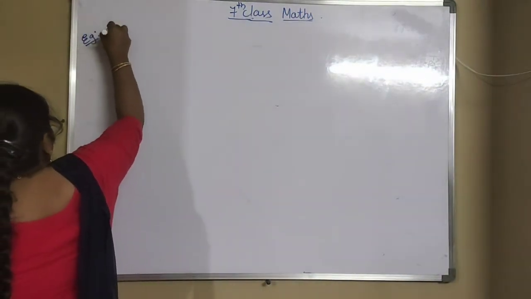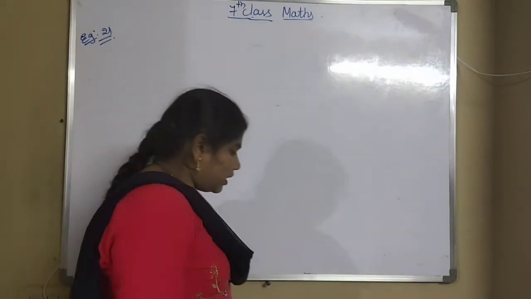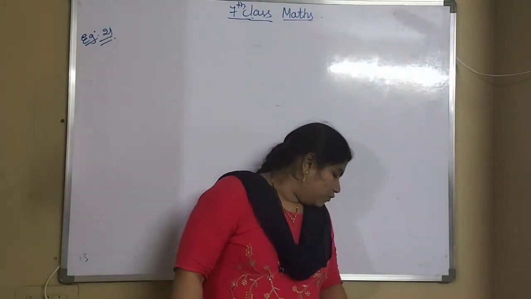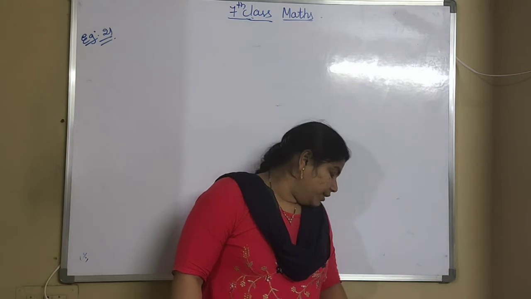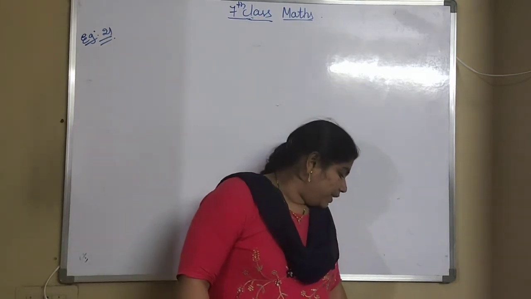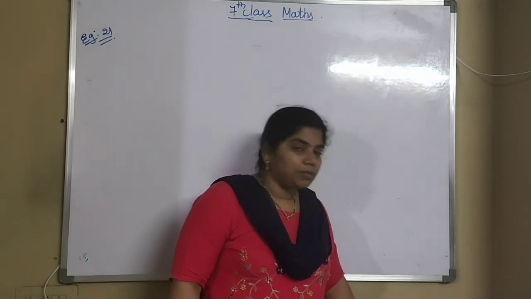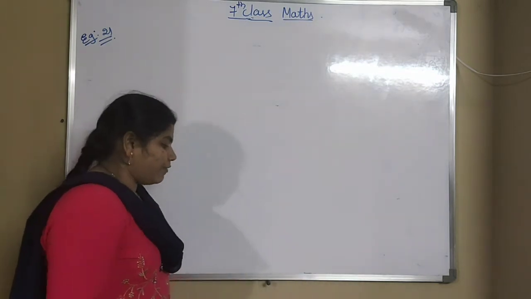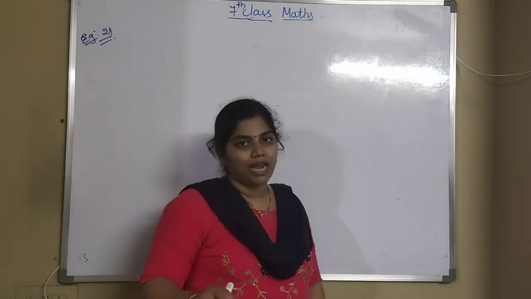Example 21. In what time will 6,880 amount to 7,224 if simple interest is calculated at 10% per annum? So what we have to find? We have to find the time value here.